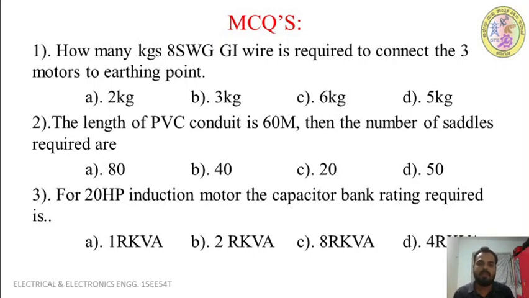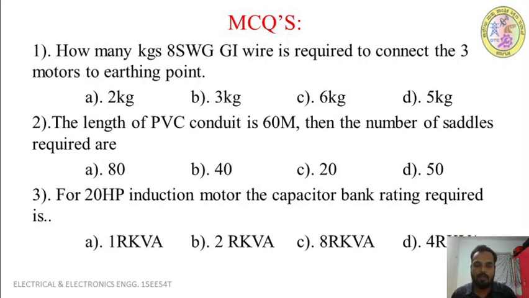So next, let's take up some multiple choice questions on this session. First question: how many kgs of 8 SWG GI wire are required to connect the 3 motors to the earth point? We have 3 motors. For each motor you require 2 kgs. For 3 motors, 3 into 2, 6 kg. The answer is 6 kgs.